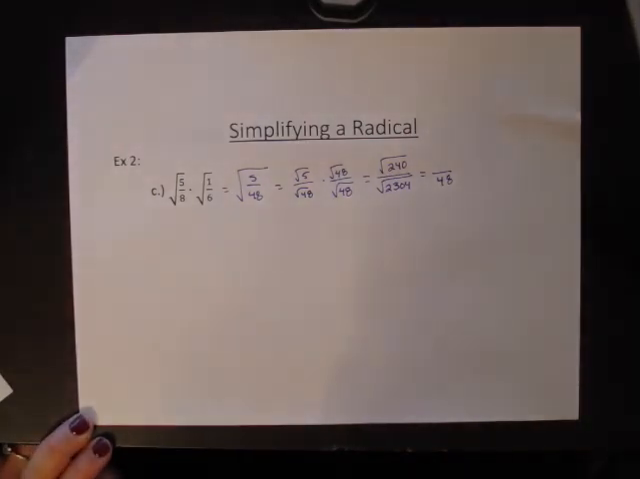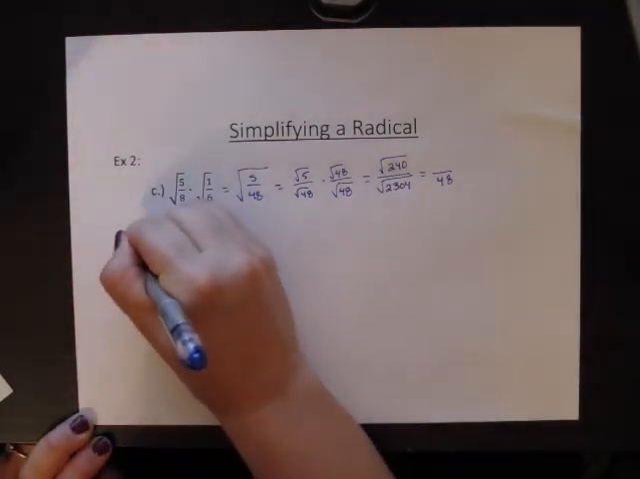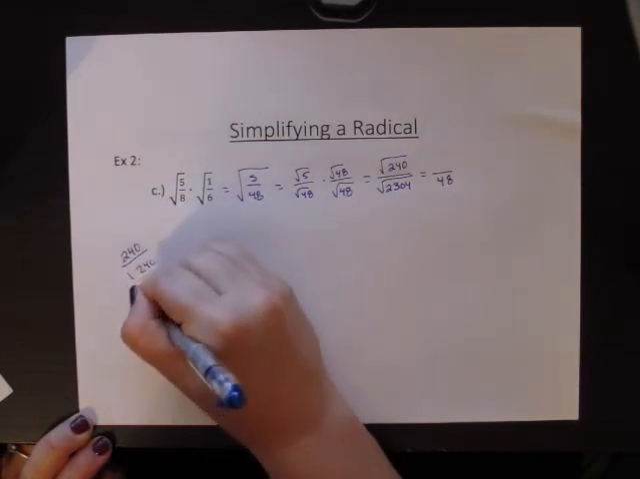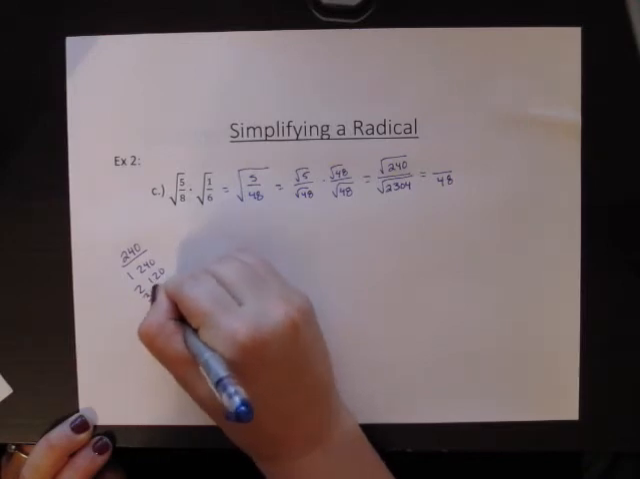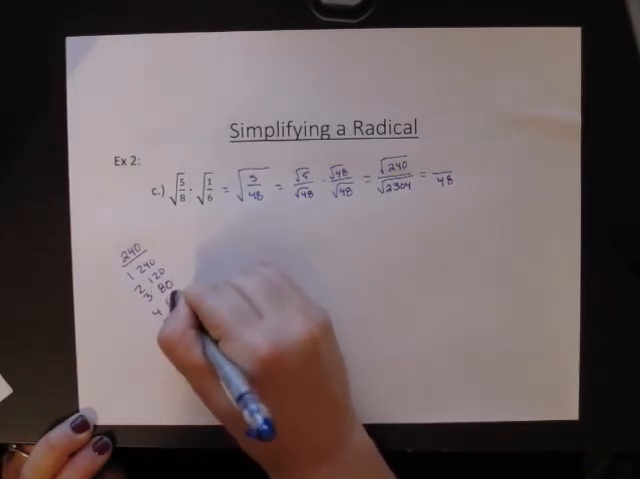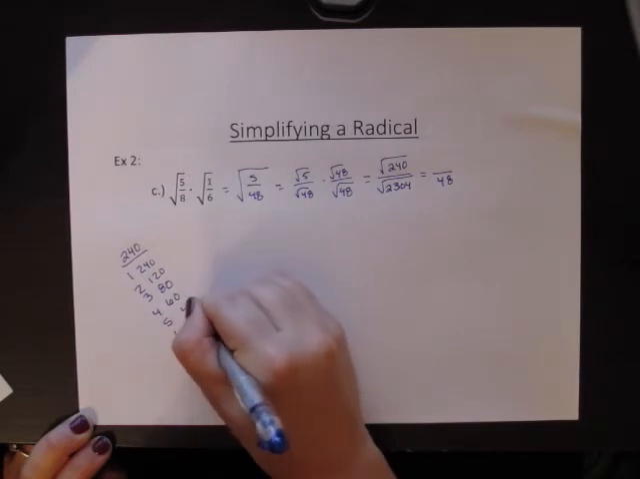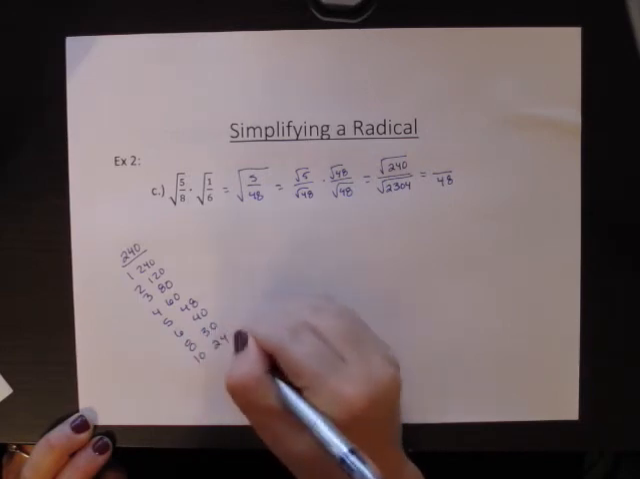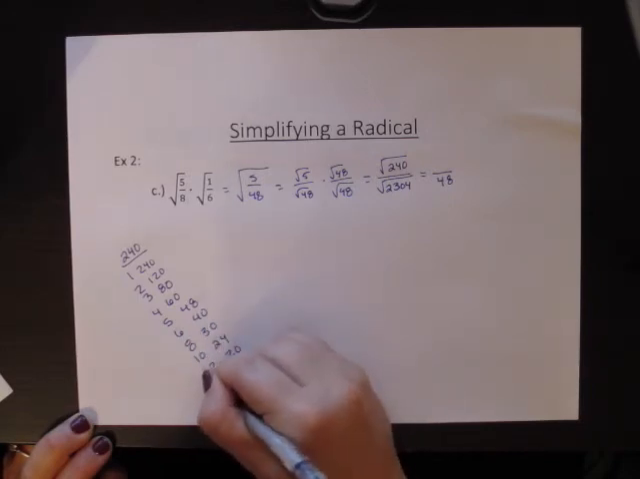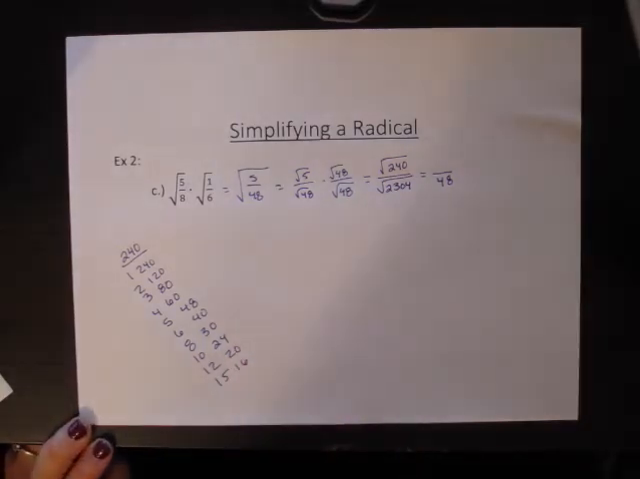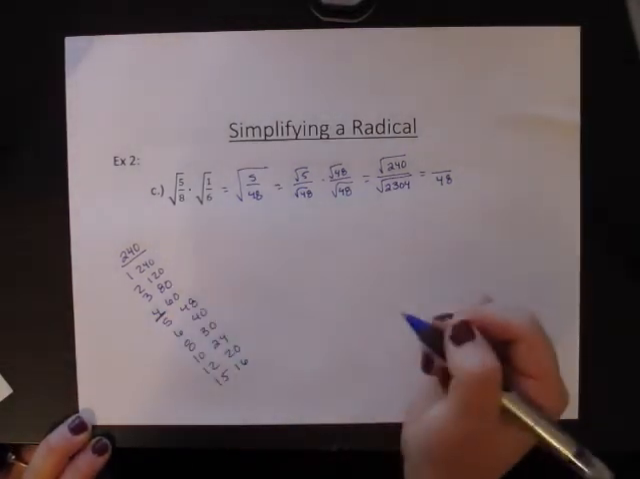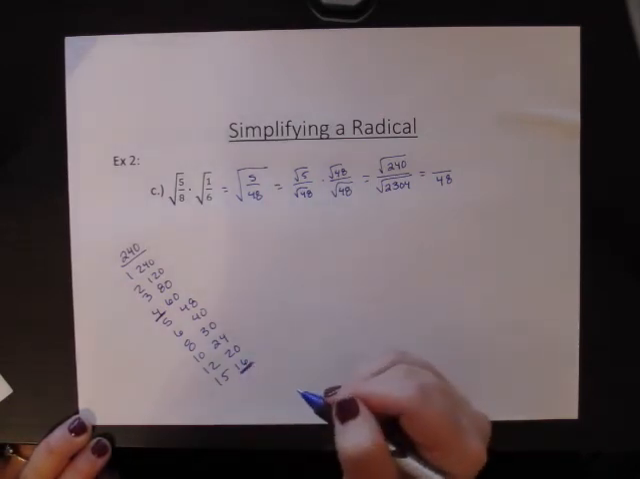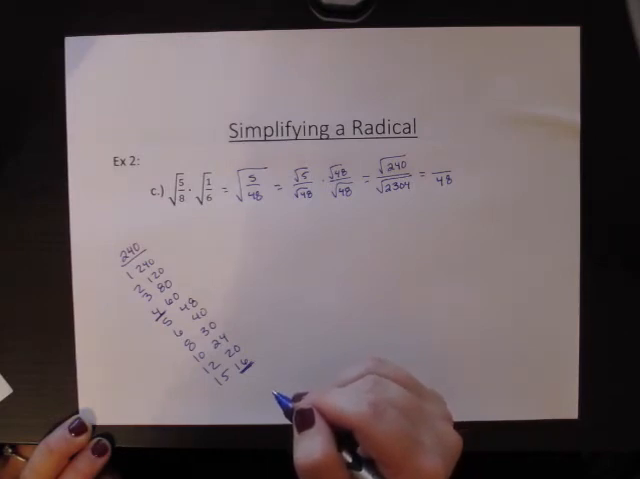Now I have to find my factors of 240, which there are a lot. So 1 and 240, 2 and 120, 3 and 80, 4 and 60, 5 and 48, 6 and 40, 8 and 30, 10 and 24, 12 and 20, and then 15 and 16. So now I'm going to look for my perfect squares. I have a 4, and then the other one that I have is 16. Any other perfect squares? Nope.